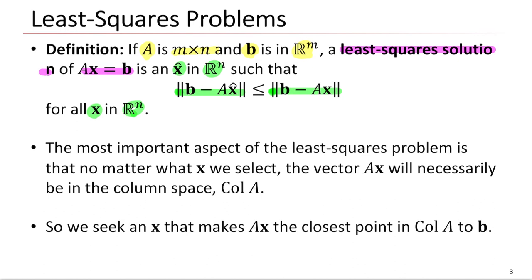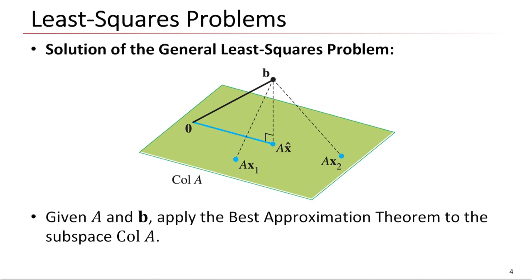So the most important aspect of the least squares solution or the least squares problem is that no matter what x we select, the vector Ax will necessarily be in the column space. We will see this in the next slide. So we seek a vector x that makes Ax the closest point in the column space of A to b. So what does it mean? Well, let's see this figure.